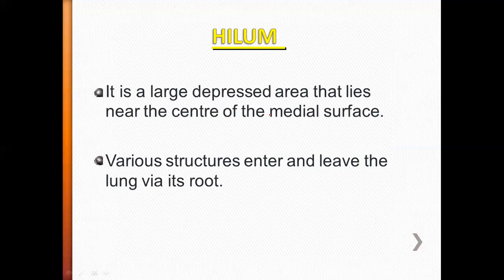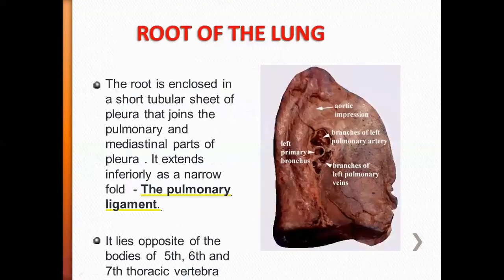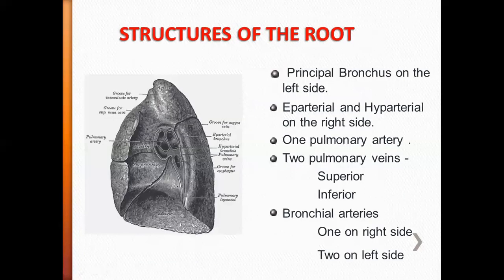Now on the medial side only, we have one important structure, that is our root of the lung or hilum. So let's see what structures are coming in and going out of the root of the lung. Here also for right side and left side, there are differences. Okay. So before going to that, I'll just tell you in common what structures will be present.